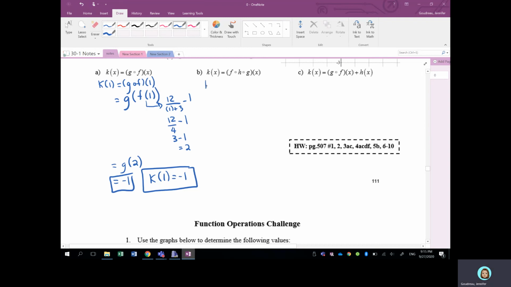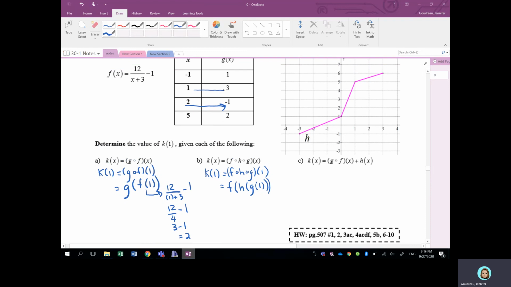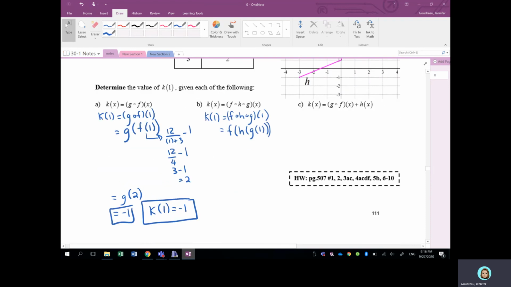Let's have a look at B. K at 1 is going to be f of h of g of 1. So working from the outside, inside out, we're going to start with g at 1. G at 1, right here from the table, is equal to 3. So now we are at f of h of 3. The y value for g becomes the x value for h.